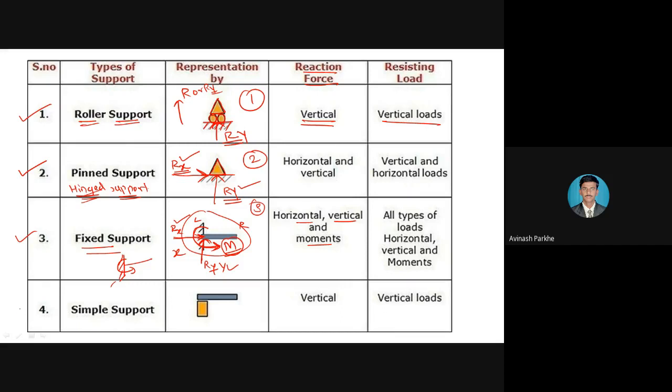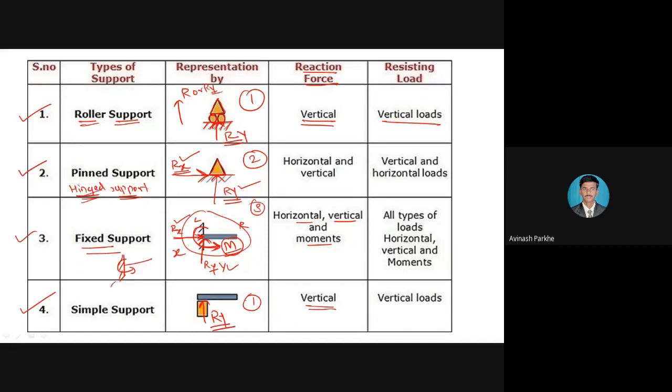And the last support is the simple support. You can see here, simply supported means from the bottom side the beam is supported and the other end is free. It has only a vertical reaction, which is represented by Ry. Simply supported means it has only one reaction, represented by Ry. So these are the different types of supports which will be given with the beam, and by using those supports we have to find their values.